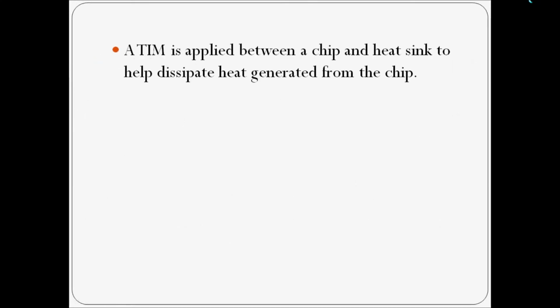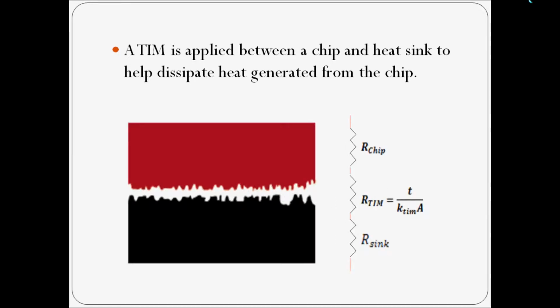It's applied between a chip and heatsink to help dissipate the heat generated from the chip. So this is a schematic showing the chip, sink, and where the TIM is located. The red part is the chip, the black part is the sink, and in between there used to be air, and now it's replaced by our TIM.